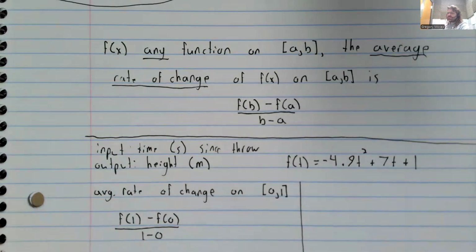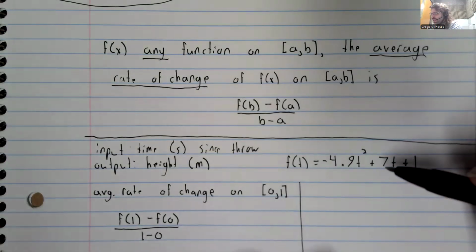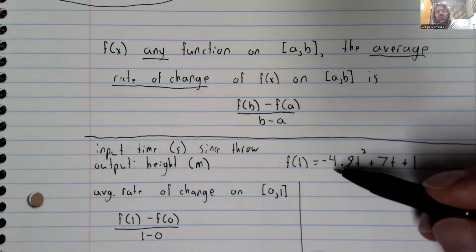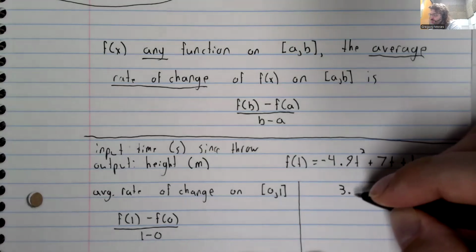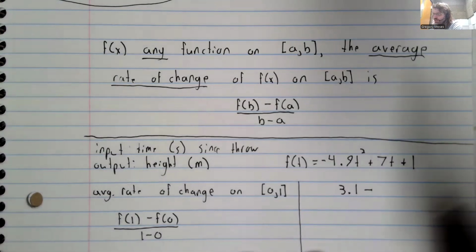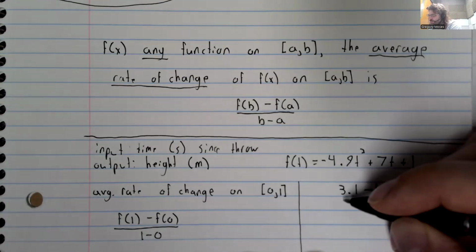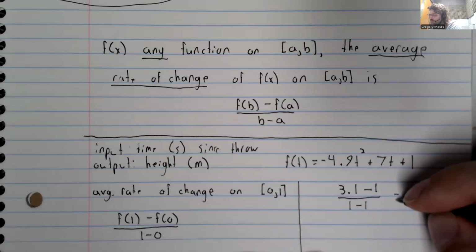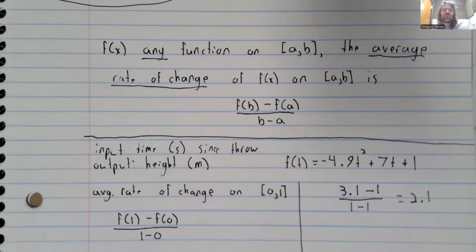1 minus 0. So f of 1 is, let's see if I can do this in my head. We let t be 1. So 7 plus 1 is 8, minus 4.9 is 3.1. f of 0 is 0 plus 0 plus 1. This ends up being 2.1.